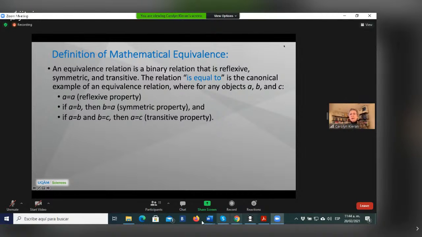The relation "is equal to" is the canonical example of an equivalence relation, where for any objects A, B, and C, A equals A, the reflexive property. If A equals B, then B equals A, the symmetric property. And if A equals B and B equals C, then A equals C, transitive.